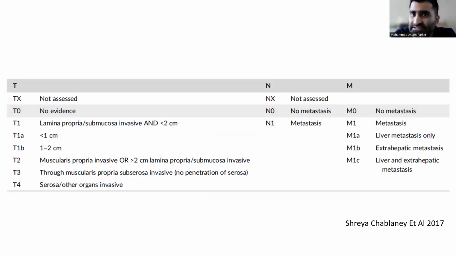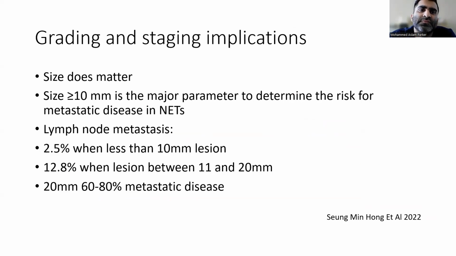We also use the TNM classification for these lesions. I think the most important stuff here is the nodal mets and then the distant mets as well. And then as the lesions are going over a centimeter, the staging just gets worse. So the implications of the grading and staging: size does matter with these lesions. Size of more than a centimeter is a major parameter to determine the risk for metastatic disease in NETs.